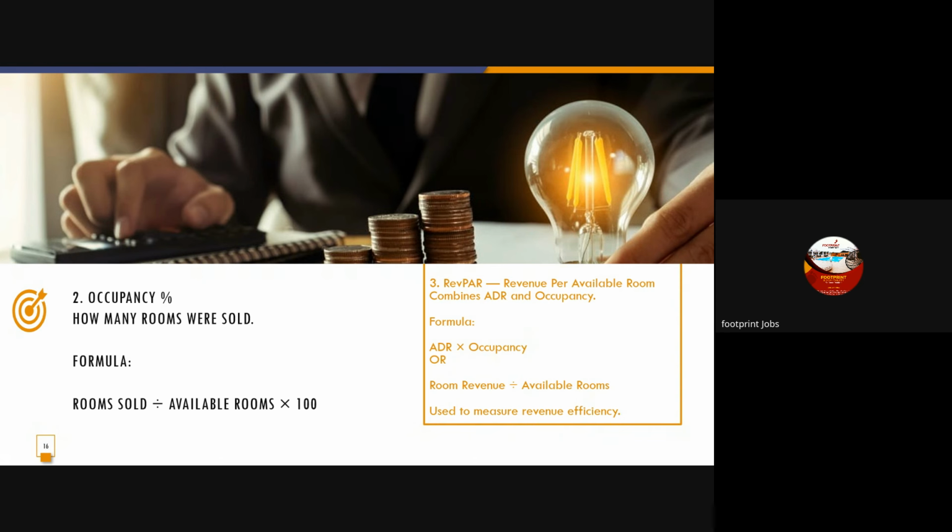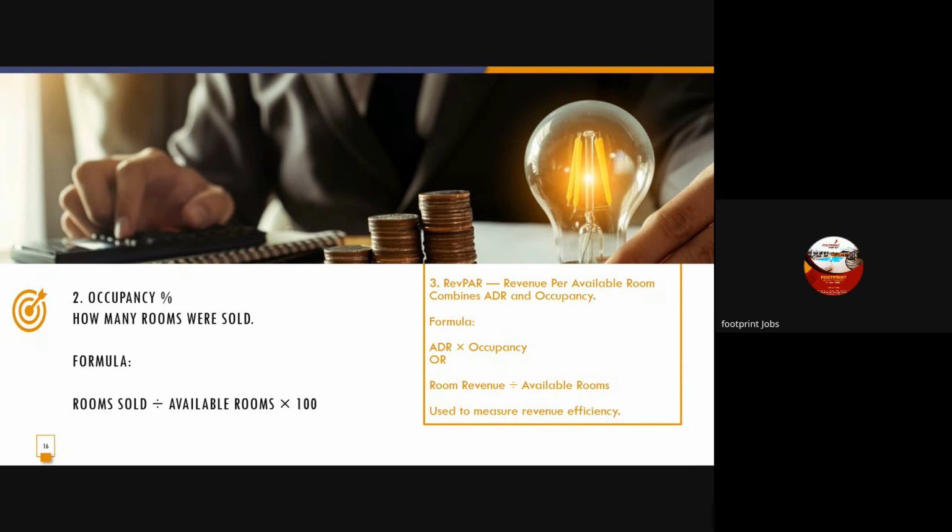Number 2, let's talk about occupancy. Occupancy is simply how many rooms we sold. So if you sold 30 rooms and your rooms are 100, or 40 rooms and your rooms are 100, the formula for occupancy is your rooms sold divided by available rooms times 100%. That will give you your occupancy rate. So please take note of this. It's very important.